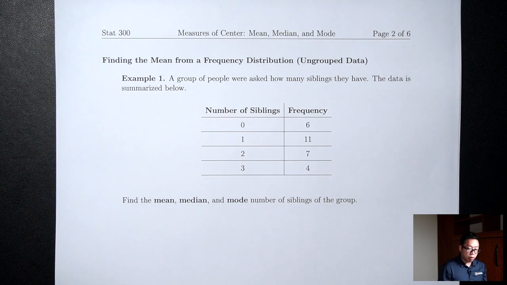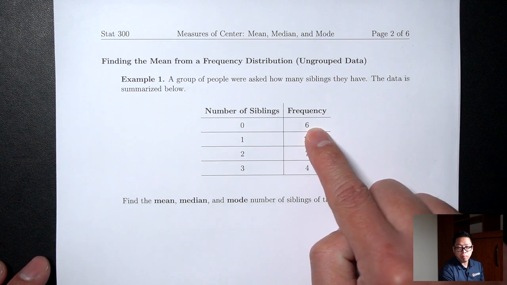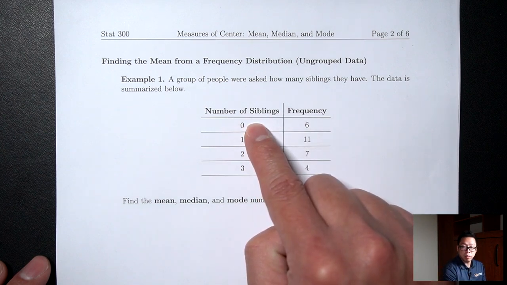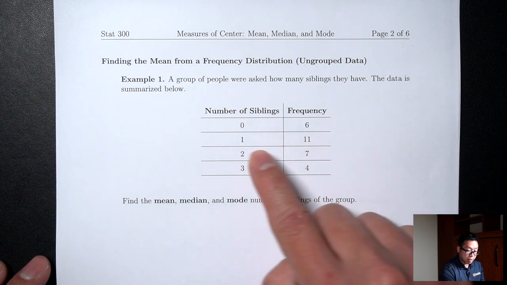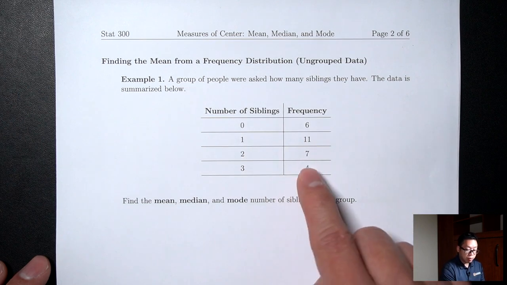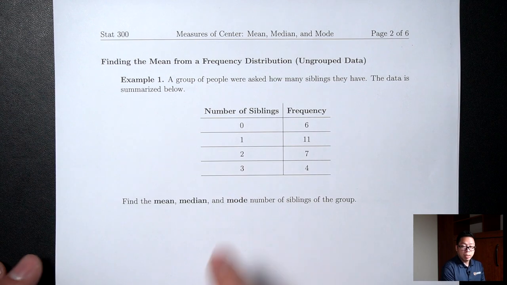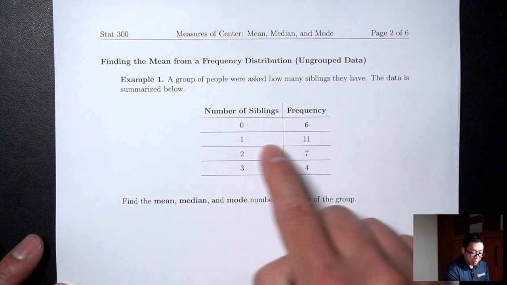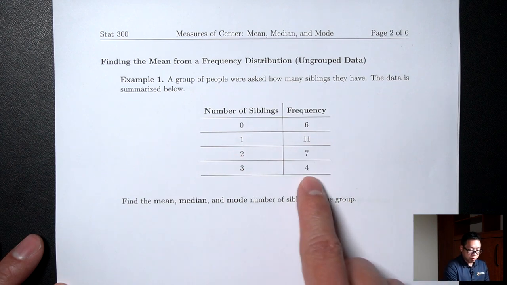The idea, like I said before, is that in order to find a mean, median, mode, we have to go back to the original raw data. And the question is, what is this table telling me about the original raw data? What does the 6 mean? The 6 means that there are 6 people who said that they have 0 siblings. There's 11 people who said that they have 1 sibling. There are 7 people who had 2 siblings and 4 people who had 3 siblings. That means that in my original data, I have 6 zeros, 11 ones, 7 twos, 4 threes.